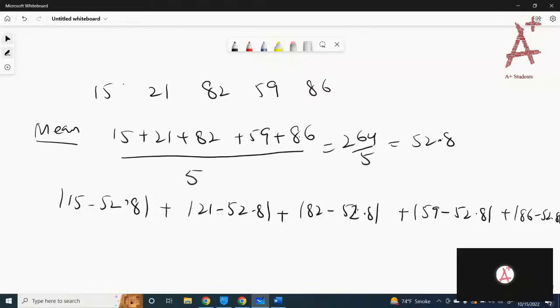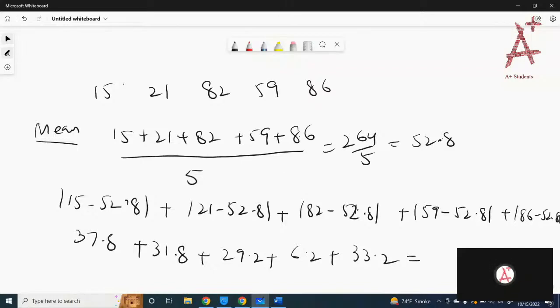So 15 minus 52.8 is 37.8, plus 21 minus 52.8 is 31.8. Then 82 minus 52.8 is 29.2. Then 59 minus 52.8, it would be 6.2, and then plus 86 minus 52.8, it would be 33.2. Got it? Just add them.